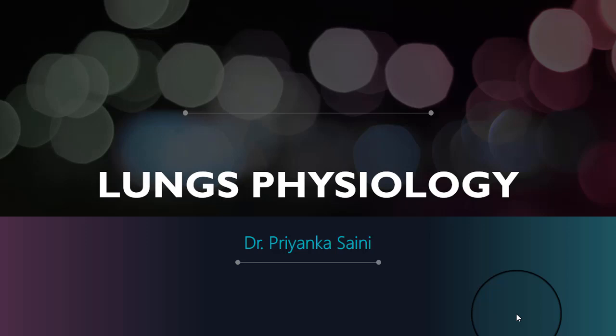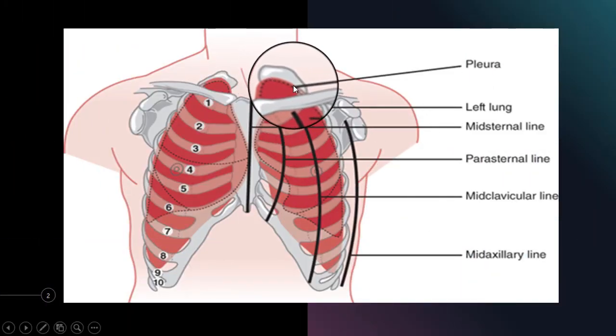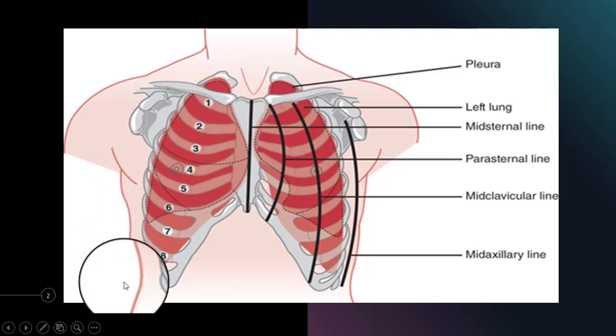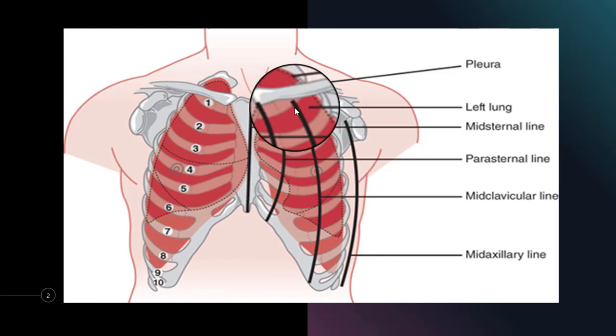So let's start today's topic, that is lungs physiology. The space between the outer surface of the lungs and the inner thoracic wall is known as the pleural space, and this is usually filled with pleural fluid, forming a seal which holds the lungs against the thoracic wall by the force of surface tension. This seal ensures that when the thoracic cavity expands or reduces, the lungs undergo expansion or reduction in size accordingly.